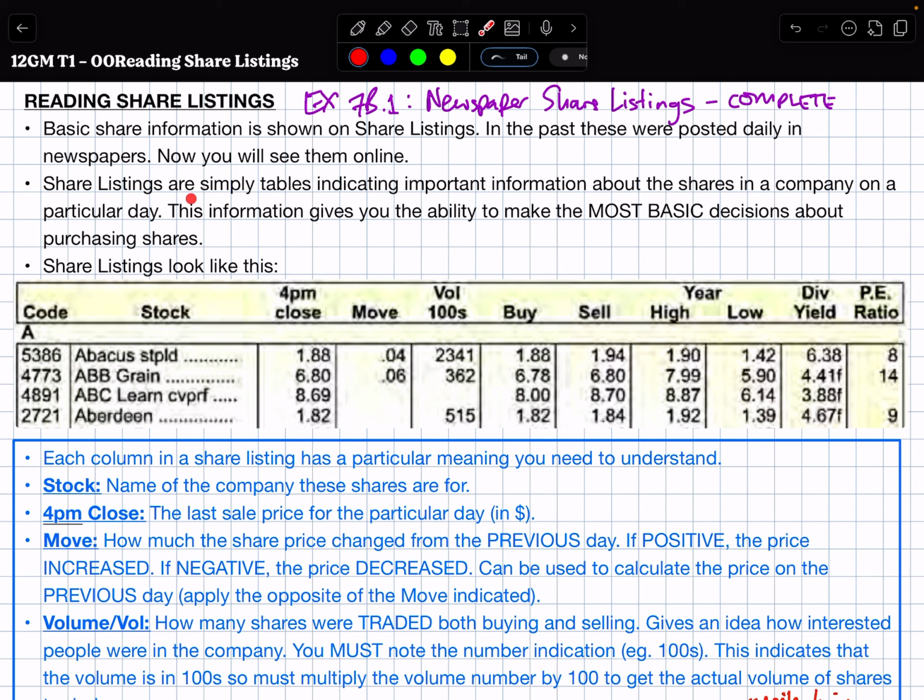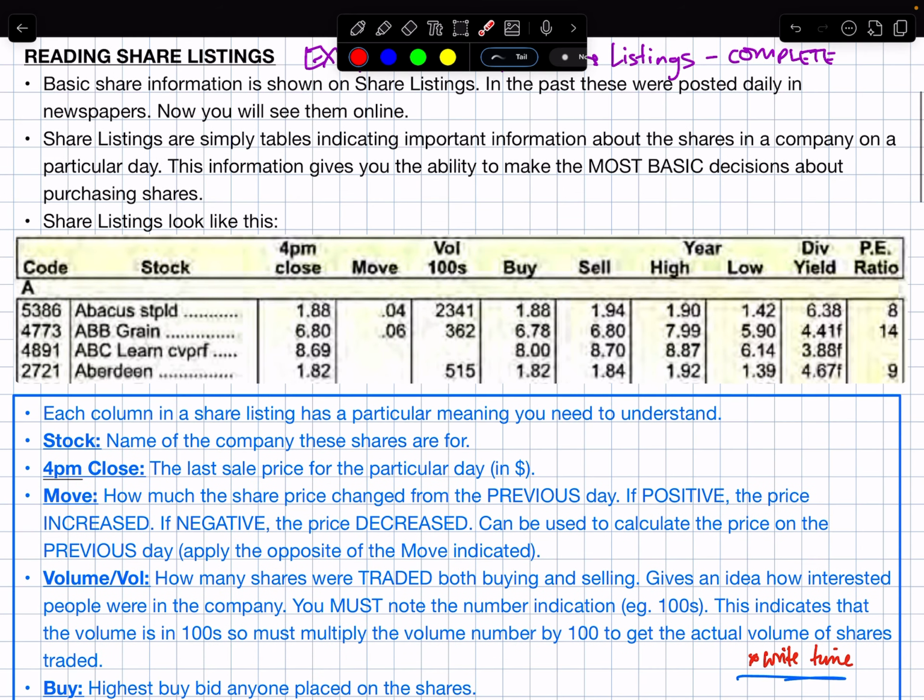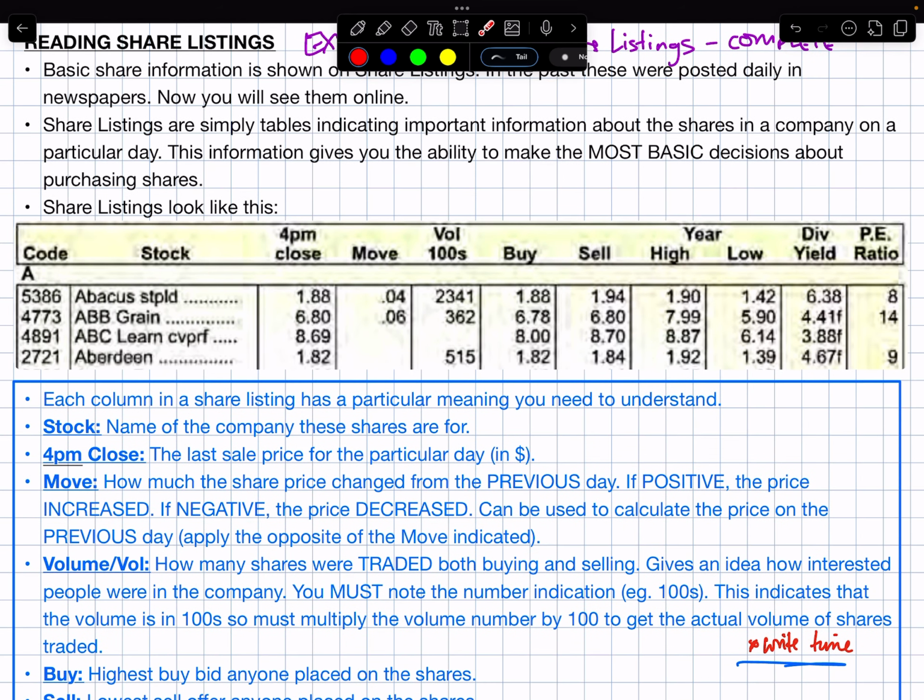Share listings are basically just tables. They indicate important information about the shares in a company on a particular day. This info gives you the ability to make the most basic decisions about purchasing shares. It shouldn't be everything that you use to decide to buy the shares. You would do research about the company, but this gives some basic information.